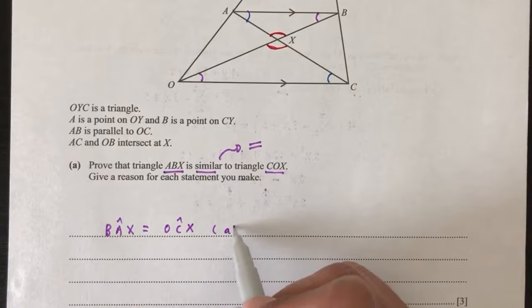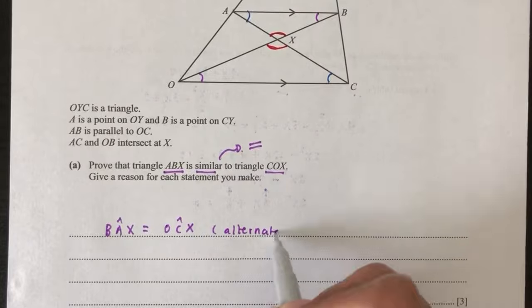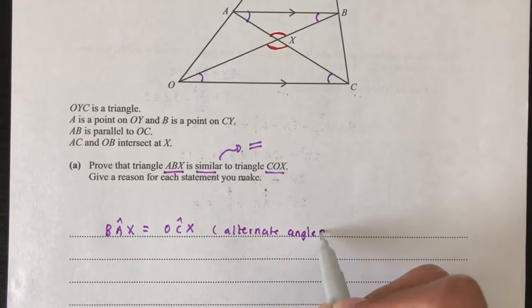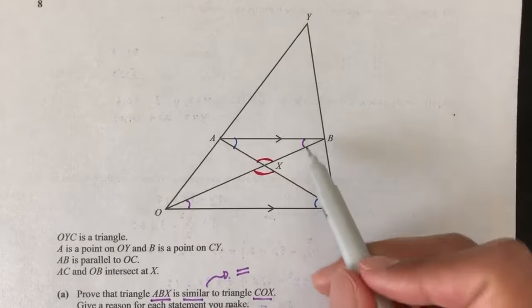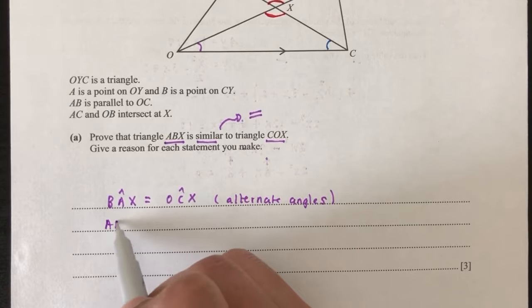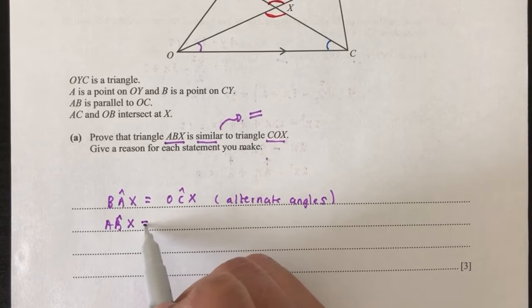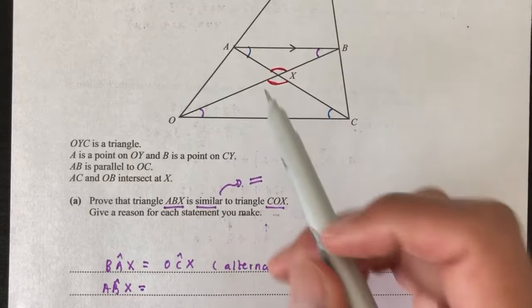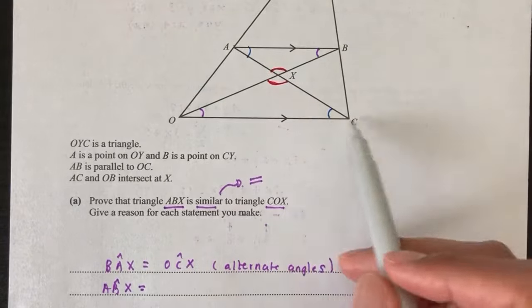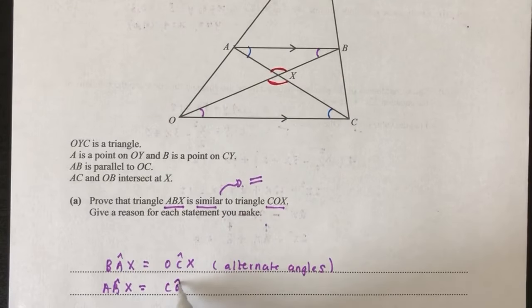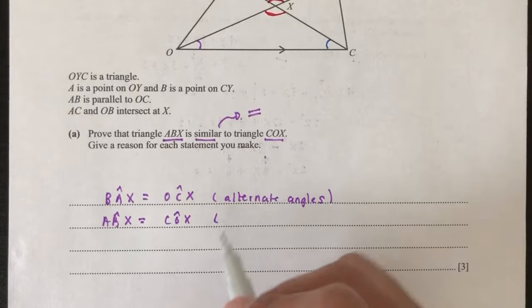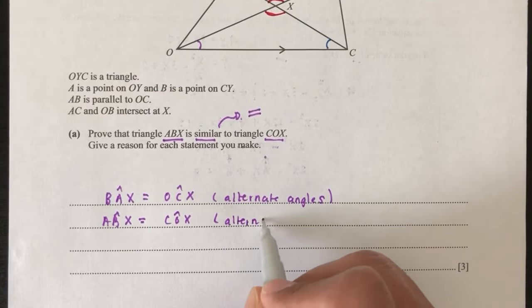OCX. Why? Because they are alternate angles. And next one will be angle ABX is equal to angle COX. Why? Because of the same reason, they are alternate angles.